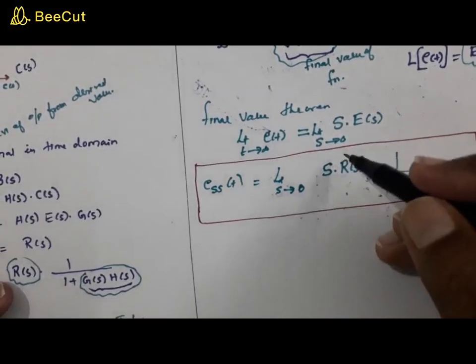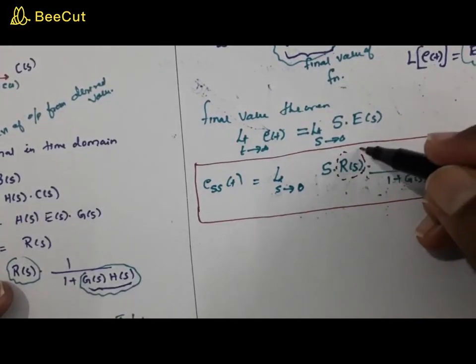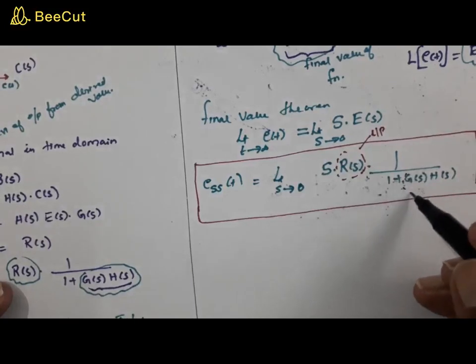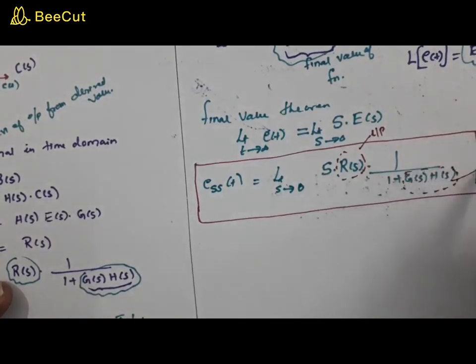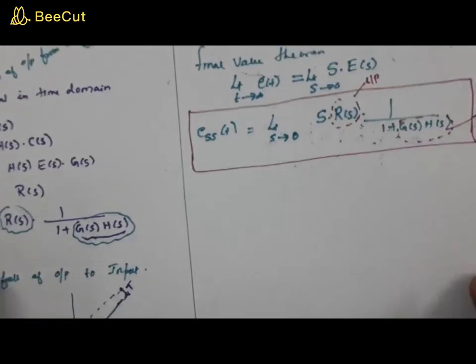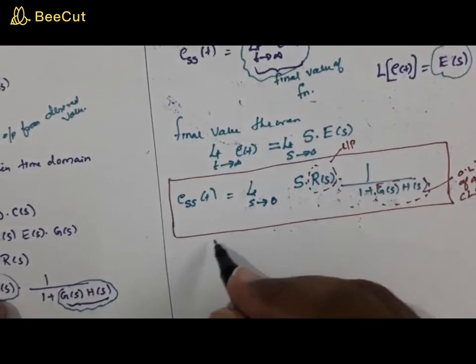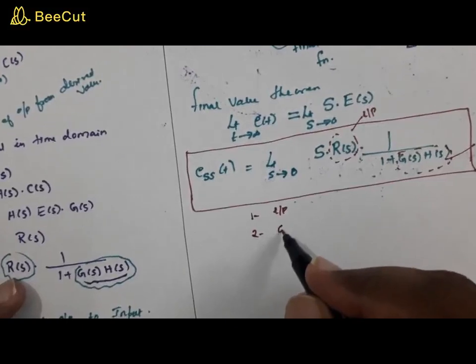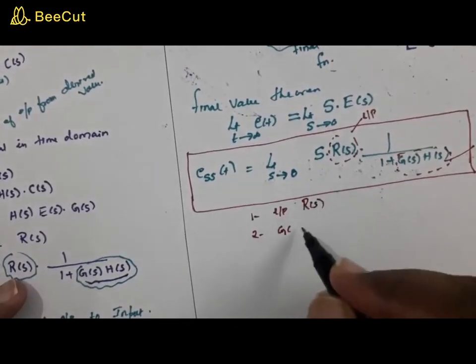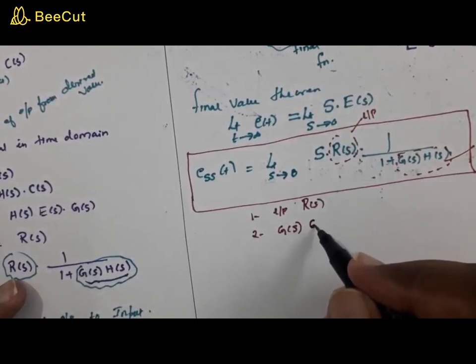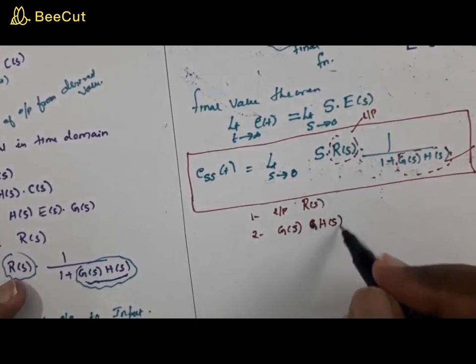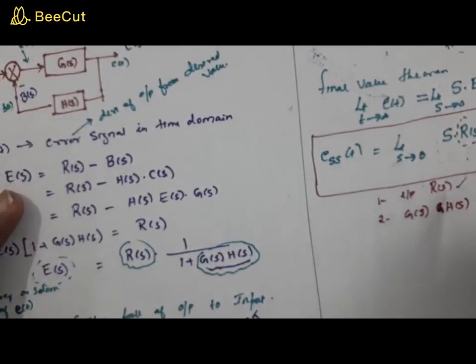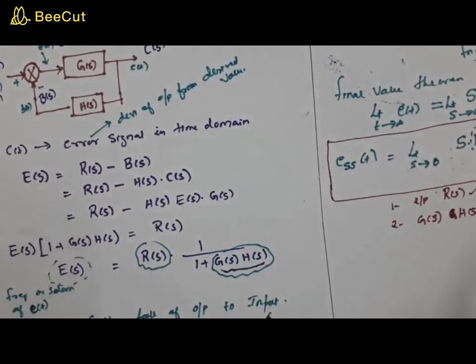Now look at this, the steady state error depends on what? It depends on the input that you supply, as well as G(s)H(s), which I have already explained to be the open loop transfer function of a closed loop system. So there are two things that the steady state error depends on: the input R(s), and the open loop transfer function G(s)H(s).